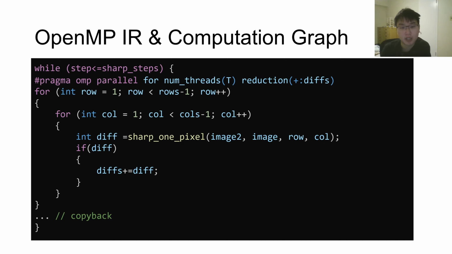Now I will use the contrast stretching program we did in OpenMP as the first case study. The full C++ implementation is a loop over the number of steps, and inside each step you use an OpenMP parallel for over the image rows with a nested loop over the kernel. Each thread repeatedly calls stretch one pixel to update one pixel in the temporary image, and after that the program copies it back to the original image.